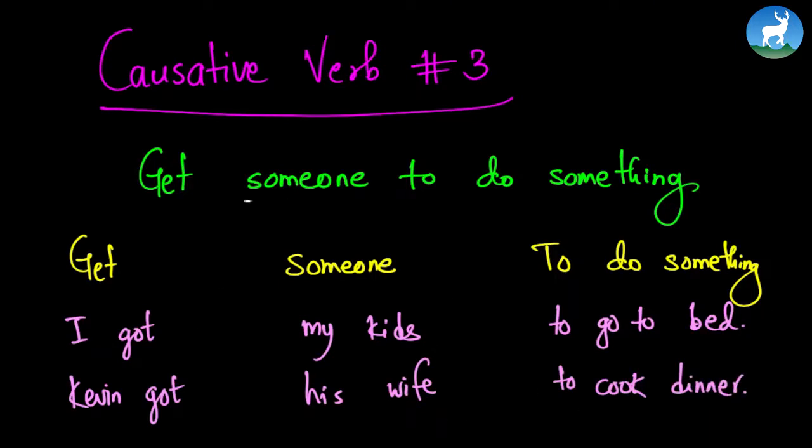Let's revise. Get someone. So there should be someone. Get someone to do something. Like I got my kids to go to bed. Kevin got his wife to cook dinner. I can never get your sisters to stop fighting.